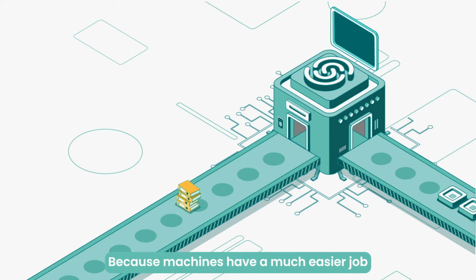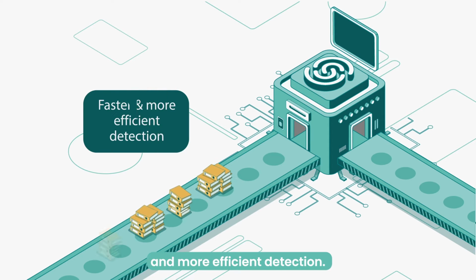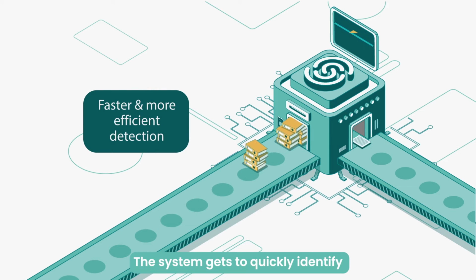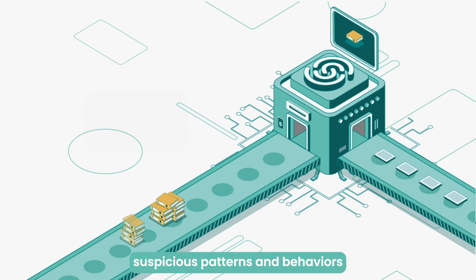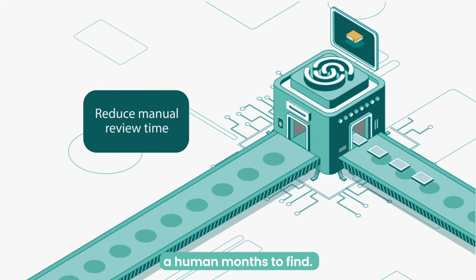Because machines have a much easier job processing a large data set, what you get is the ability to slice and dice huge amounts of information. This means faster and more efficient detection. The system gets to quickly identify suspicious patterns and behaviors that might have taken a human months to find. This also means reduced manual review time.